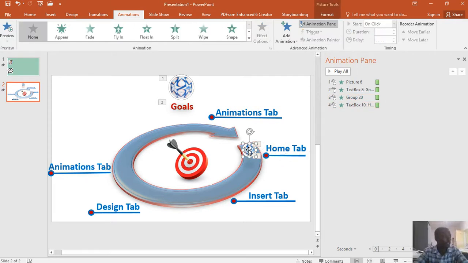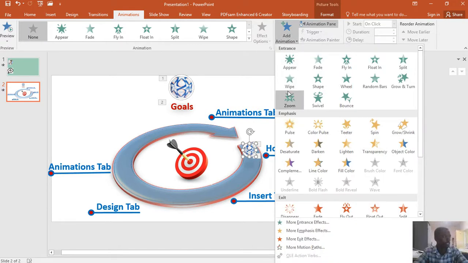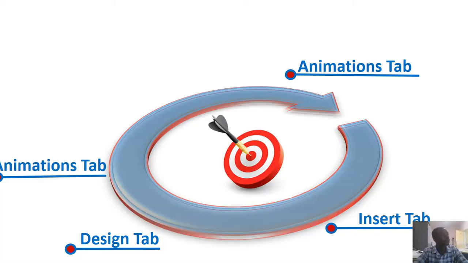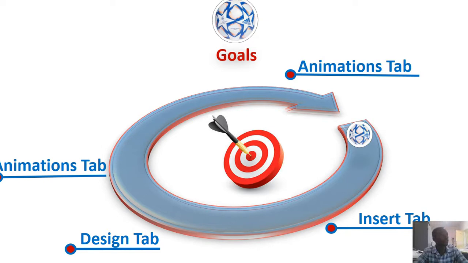So the ball must also zoom in, but it must zoom in first before these two appear, so it goes up above group 20. So we drag it to there. Let's just see what happens, right? So our ball appears, comes in, our ball appears, and then the text comes in like that, right?